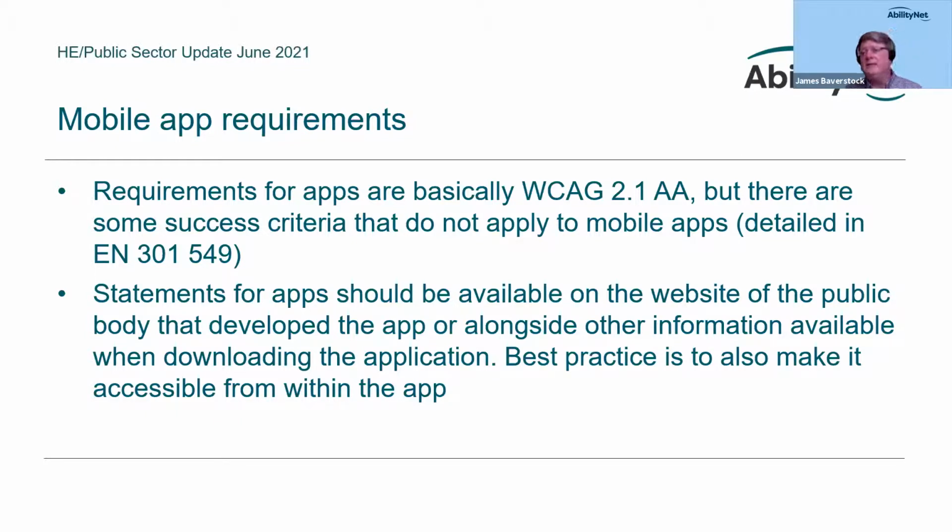When you do your accessibility statements for apps, they should be available on the website of the public sector body that developed the app, or alongside other information available when downloading the application. But the best practice is also to make it available from within the app. And the NHS app is an app which everyone can potentially access, that is a good example of having the accessibility statement linked to within the app. I think earlier drafts of the guidelines did say that it should be published on the App Store as well, but this seems to be something that's not currently possible. So this isn't something that you currently need to worry about.